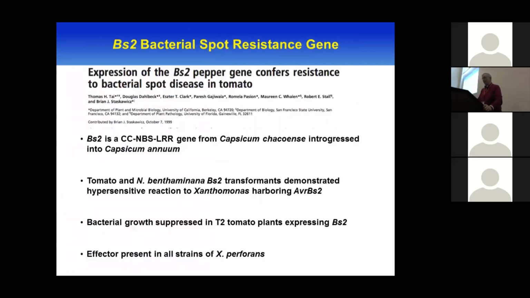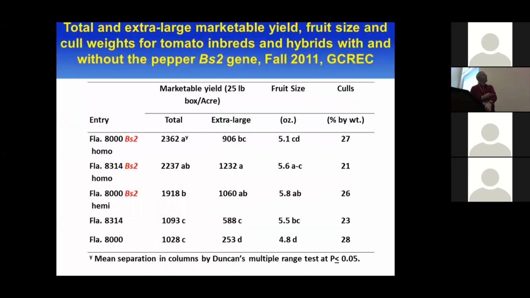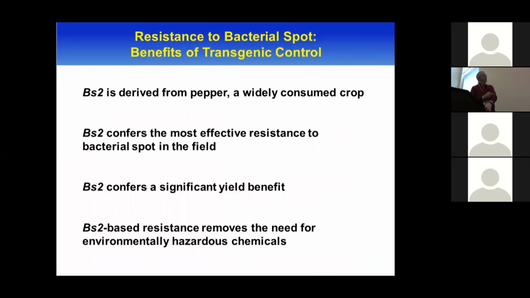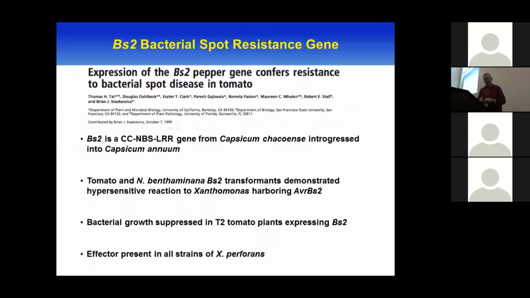So a long time ago, we cloned a gene from pepper called BS2, for bacterial spot number 2. And it turns out that this particular gene comes from a wild species of pepper.